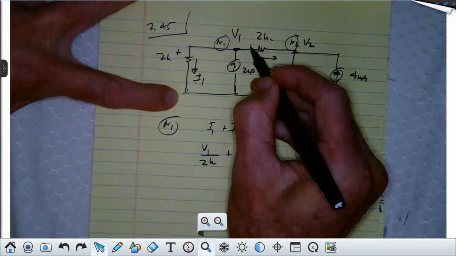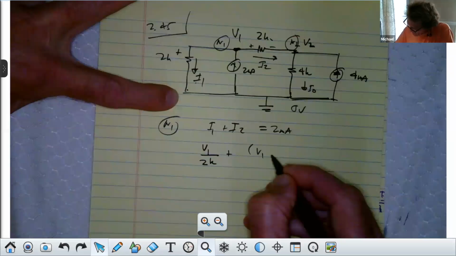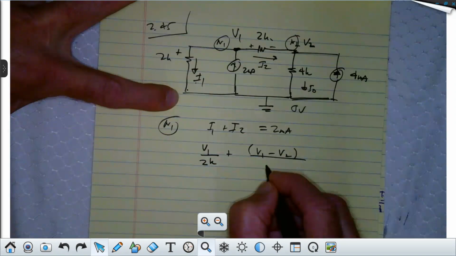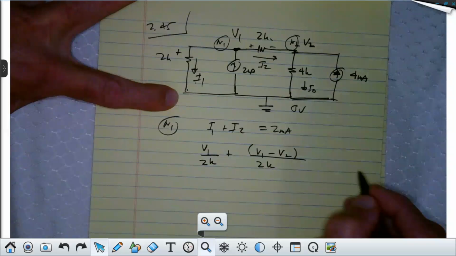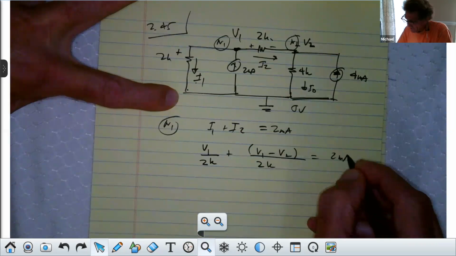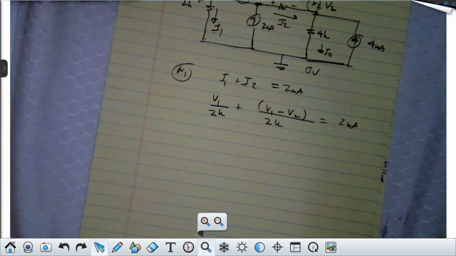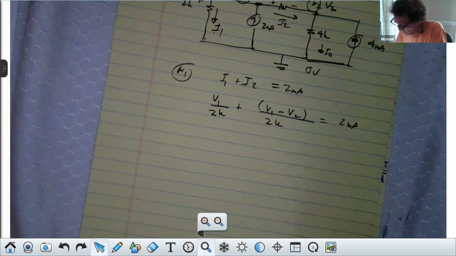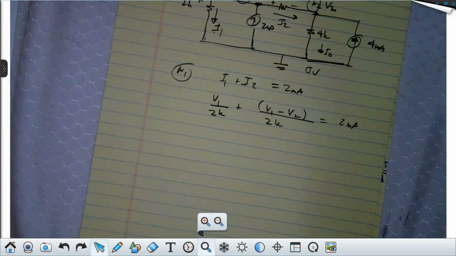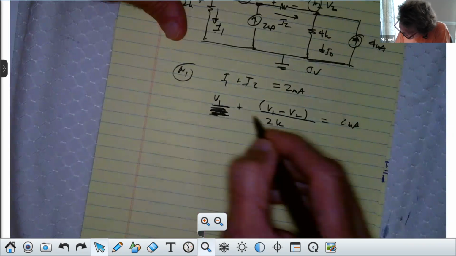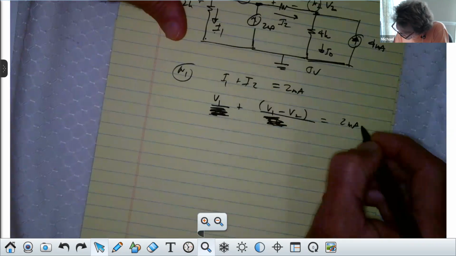Now what's I2? That's V1 minus V2, over 2K. Make sure you put the K down there, right? And that equals 2 milliamps, right? Everybody? All right. What might I do next? Multiply by 2,000, both sides by 2,000. Do you all agree? All right. And I'm doing that for one reason, because I don't like this. And this becomes 4, doesn't it?